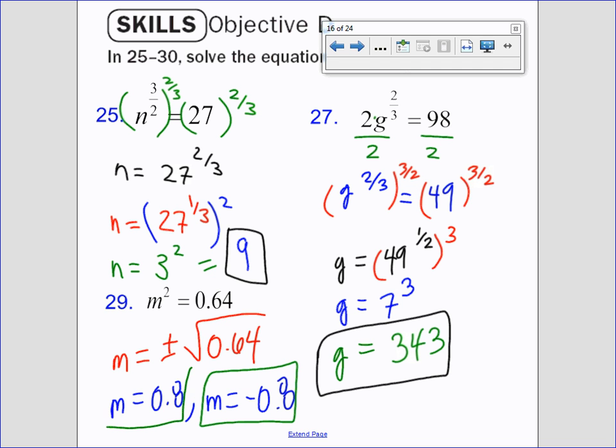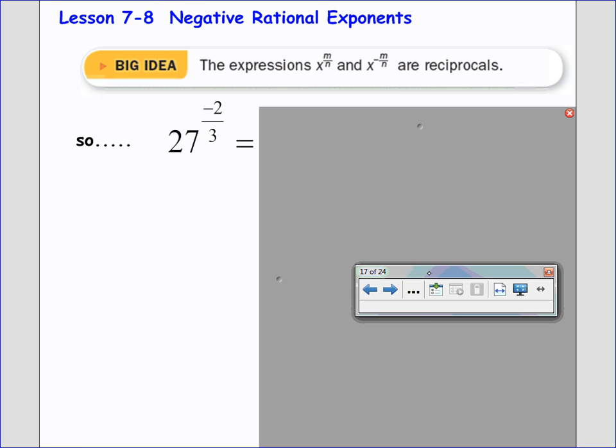Good job. Great. Remember, we're only raising to the reciprocal exponent when we're solving, when we're undoing an exponent. If we're evaluating our expressions, then we're not changing our exponents. We will change our base, though, in the next section. So let's see how that is going to work out.